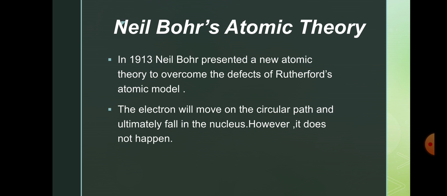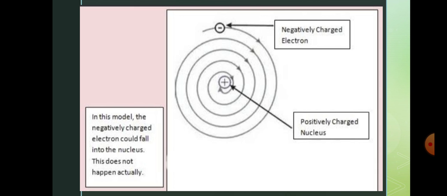Niels Bohr's atomic theory. In 1913, Niels Bohr presented a new atomic theory to overcome the defects of Rutherford's atomic model. The electron will move on the circular path and ultimately fall into the nucleus. However, it does not happen. Like you can see on your screen, the atom consists of a central portion called the nucleus, consisting of positively charged protons, and the electrons revolve around the nucleus. When these electrons revolve around the nucleus continuously, the electron could fall into the nucleus. This does not happen actually.